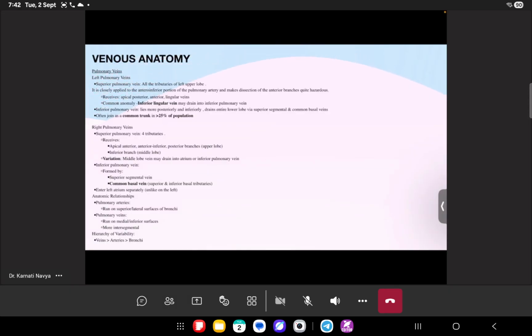The inferior pulmonary vein is formed by the superior segmental vein and the common basal vein, which has superior and inferior basal tributaries. And they enter into the left atrium separately, unlike on the left side. The anatomical relationships: the pulmonary arteries run on the superior and lateral surfaces of the bronchi. The pulmonary veins run on the medial and inferior surfaces, and they're mostly intersegmental. The variability is greater in veins when compared to the arteries and bronchi.